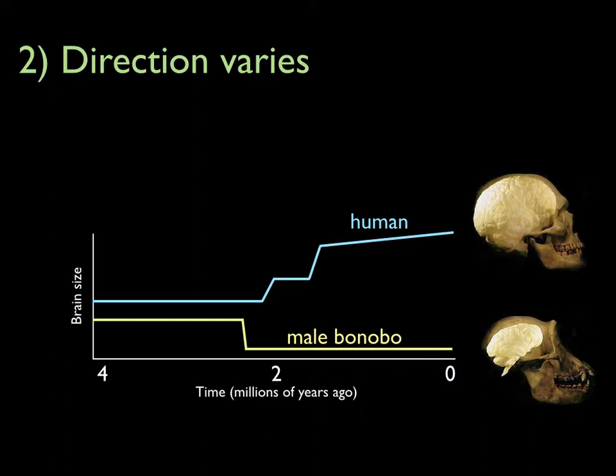And we see that human brain size has increased over the last 4 million years, and brain size for male bonobos has actually decreased in size over the last 4 million years. So evolution is occurring in each of these populations. We've seen a change in population over time, but the direction has varied, and we don't say that humans are more evolved and male bonobos are less evolved. We just say that the direction of change has been different in these two species.